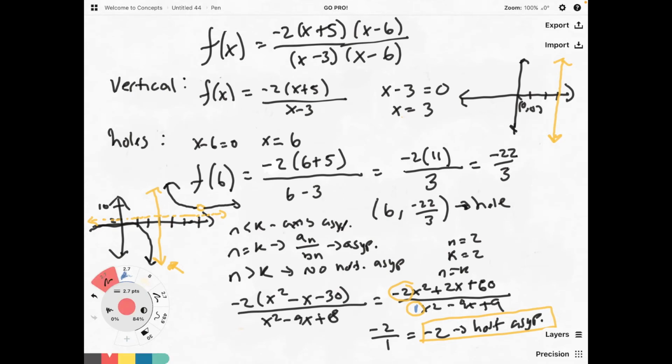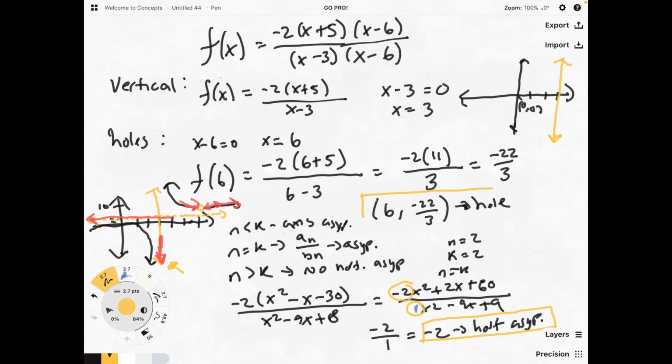Which would say the graph does not touch this asymptote here, but it approaches this asymptote. It does not touch this asymptote here, but it approaches the asymptote. And then the graph does not actually go to this point here, but it approaches that point on either side and then continues to go. And those are our answer.